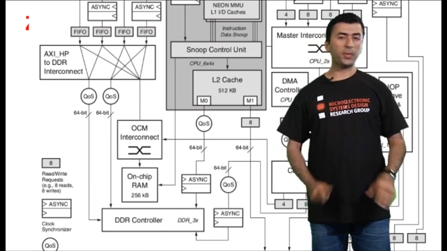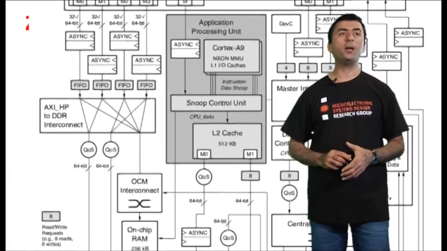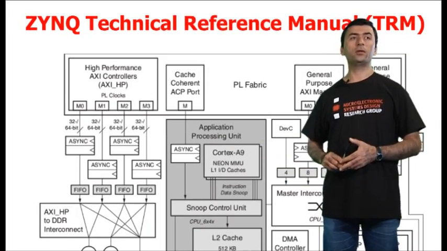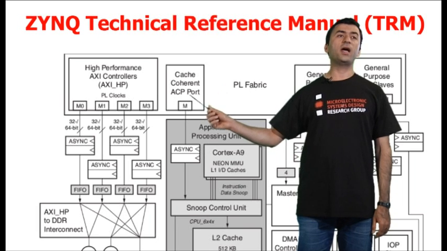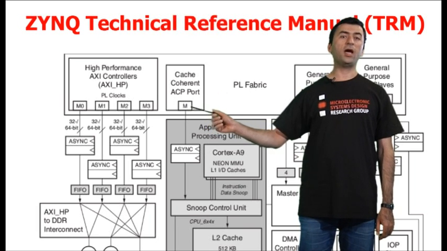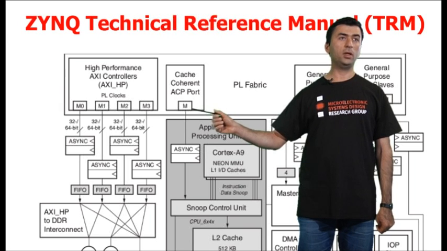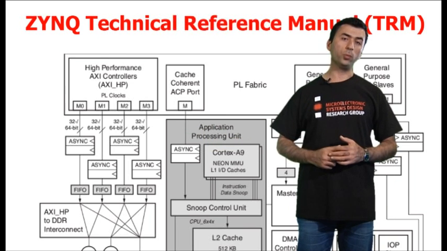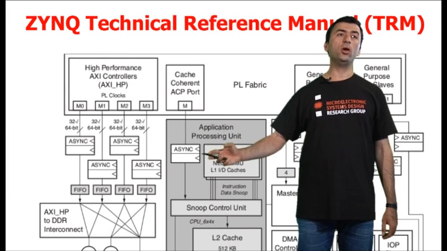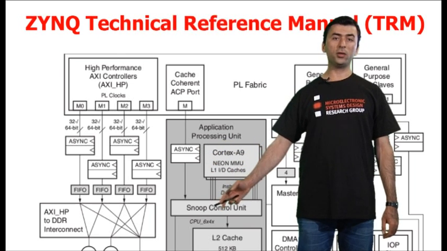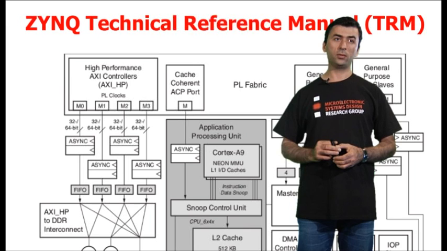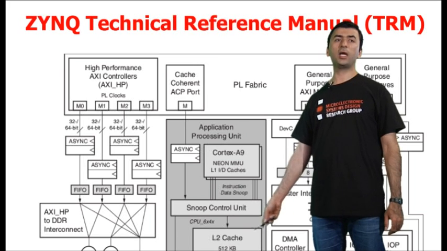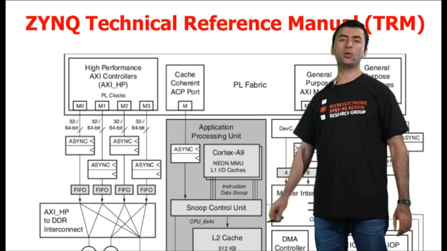Now, let's get back again to the top of the map and see to where the accelerator coherency port is connected. Here, we have, in fact, an AXI master plug that we have implemented on the ZYNQ PL, and this AXI master plug is connected to the accelerator coherency port, to the ACP port. And then, through an async block, it is directly connected to the Snoop control unit. And then the Snoop control unit is connected to the L2 cache, or generally speaking, the caches of the CPU.